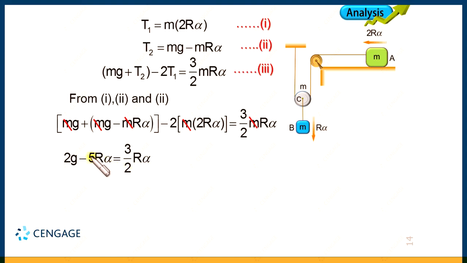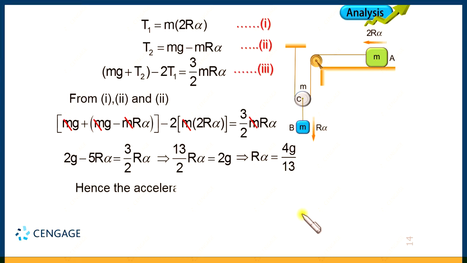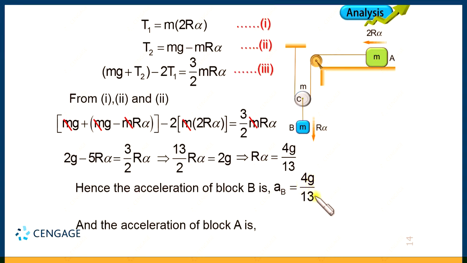If we put this value 5R to the right side, this value will become 13 divided by 2, R alpha equal to 2G. That means R alpha equal to 4G divided by 13. R alpha is nothing but the acceleration of block B. That means acceleration of B equal to 4G divided by 13. This is the acceleration of block B, and we know acceleration of A is 2 R alpha. So, acceleration of A is equal to 2 multiplied by this value, that is equal to 8G divided by 13. So, this is the acceleration of block A.